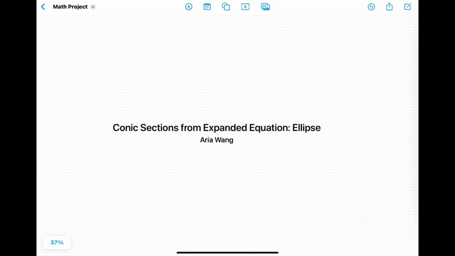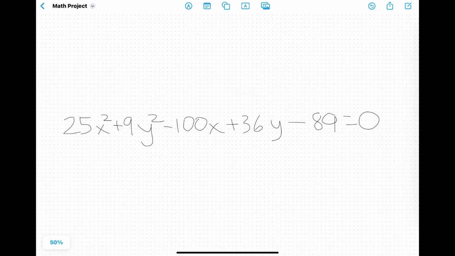Hello, my name is Arya Wang, and today I'll be explaining how to solve and graph an ellipse from an expanded equation. Here we have an equation, 25x squared plus 9y squared minus 100x plus 36y minus 89 equals 0. We are going to convert this to its standard form so we can solve and graph it.